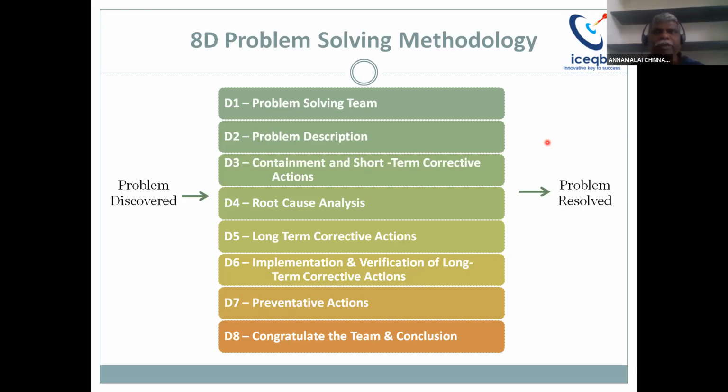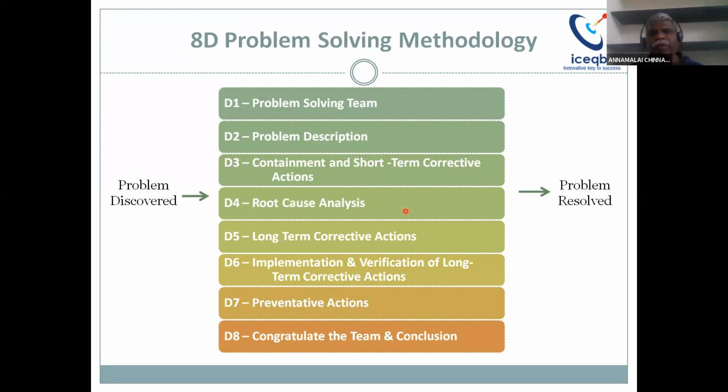What can you do immediately so that the problem does not spread, and we will be able to use the product immediately? That is the containment action. Once that action is taken and some sort of normalcy is restored, immediately we can move on to root cause analysis, trying to find out what the root cause of the problem is.